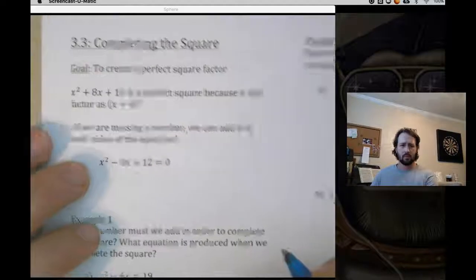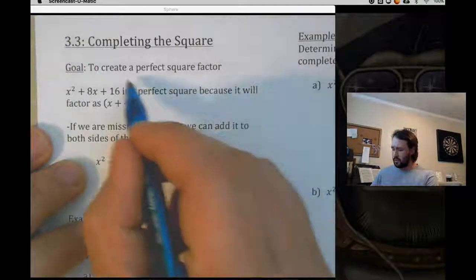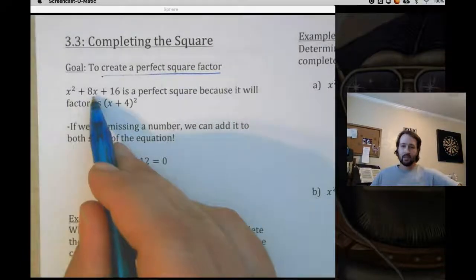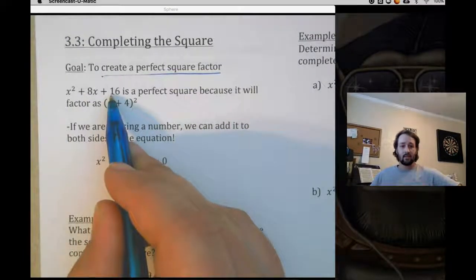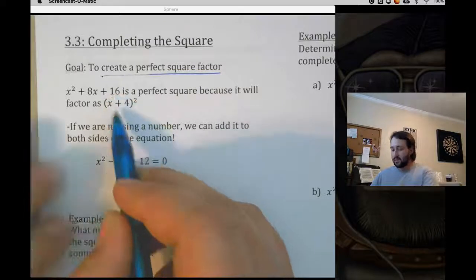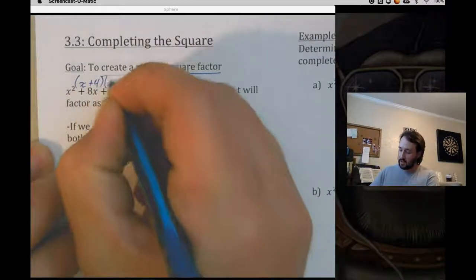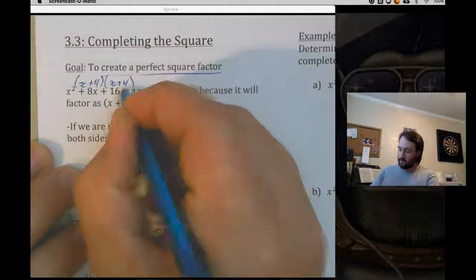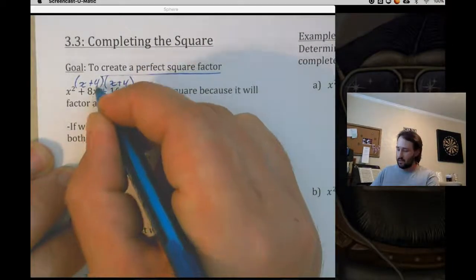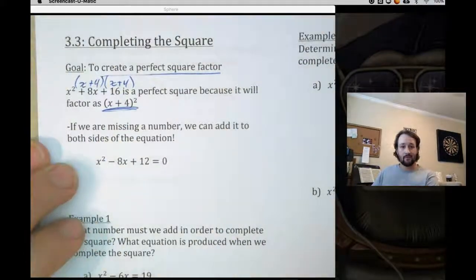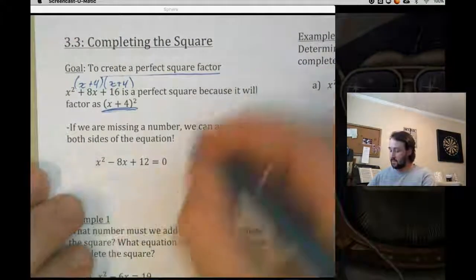So with completing the square, our goal is to create a perfect square factor. Like if I have x squared plus 8x plus 16, this is a perfect square because it factors as (x + 4) squared, right? If I were to factor this, it would be (x + 4)(x + 4), such that 4 plus 4 is 8, and 4 times 4 is 16. So I have a perfect square factor because it's the same on both sides.